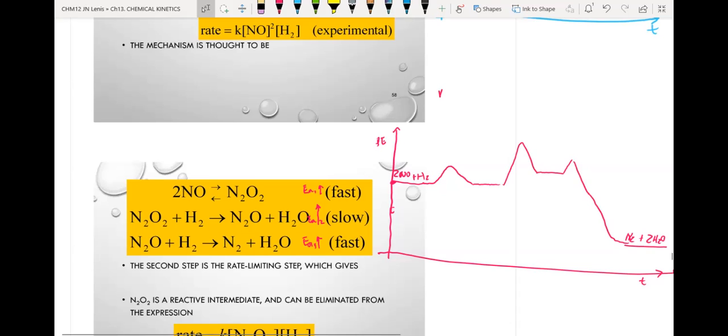let me write again. The rate for the overall reaction equals K times concentration of NO times concentration of H2. And this is experimental, and this is for the overall reaction. Therefore, it has to be experimental. It shows that the reaction is second order with respect to NO. We already explained what is the meaning of that in terms of concentration.